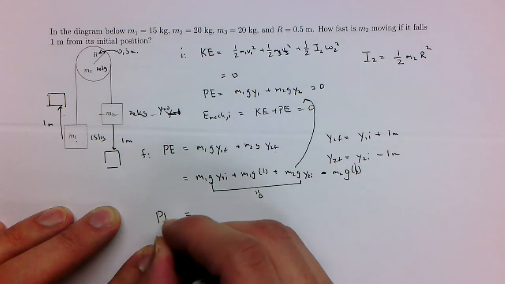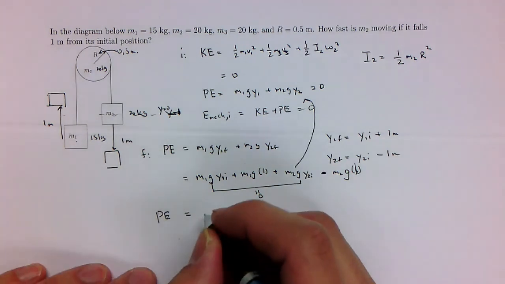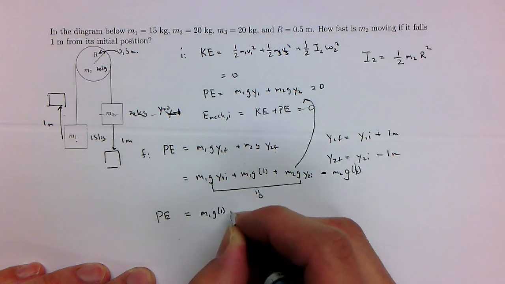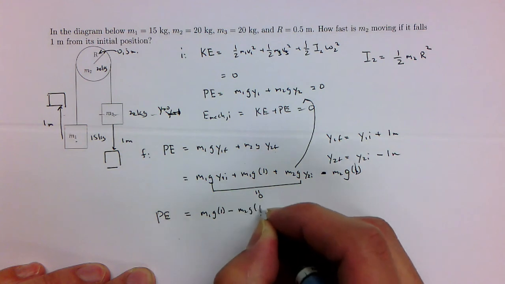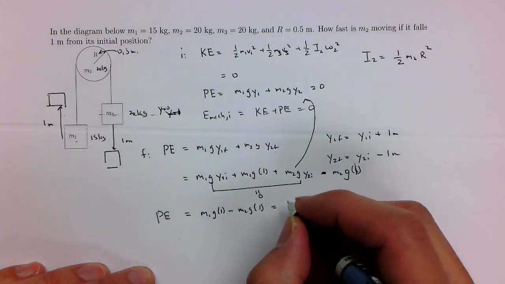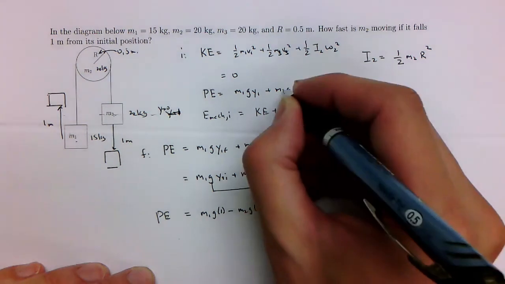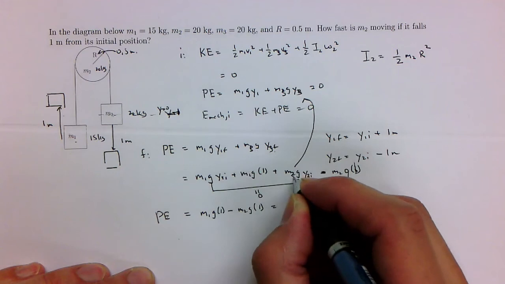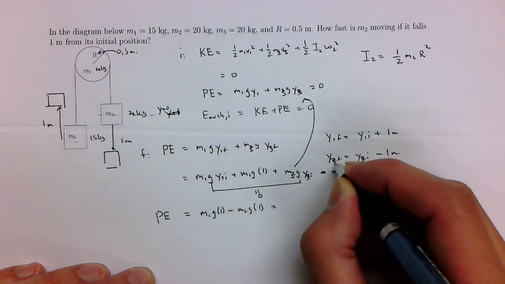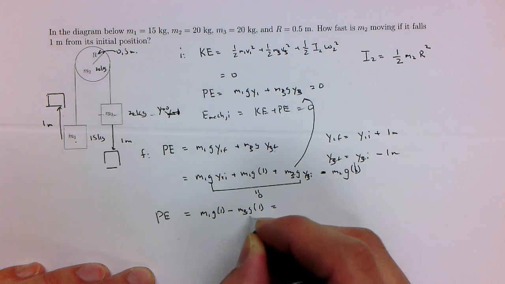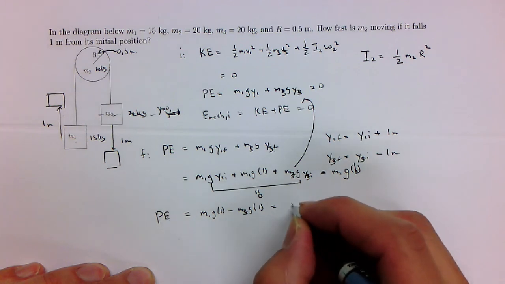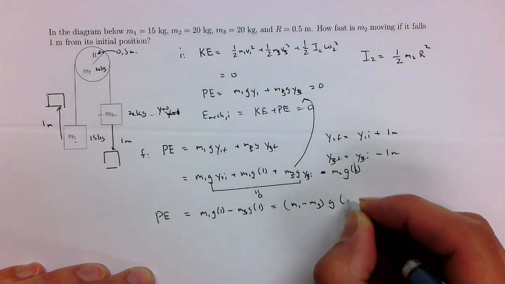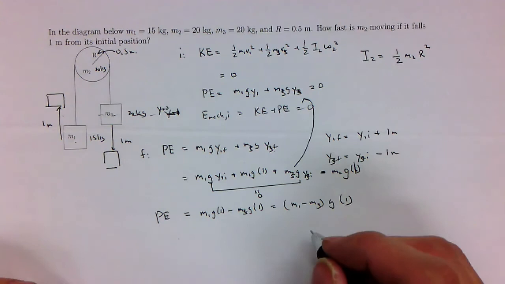And so we're left with the potential energy of the final state to be equal to something very nice, which is basically m1g times 1 minus m3g times 1. I picked the wrong one, this should be m3, so M3G minus 1, which is going to be equal to (M1 minus M3) times g times 1. Okay, so we're going to use this result in a second.